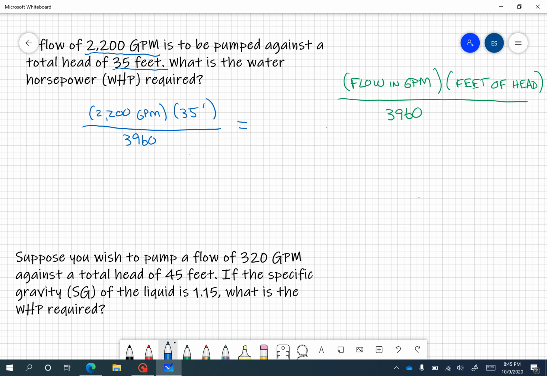If I multiply the top two numbers together, I get 77,000. And then I divide that by 3960. And I get 19.44 WHP, or water horsepower.